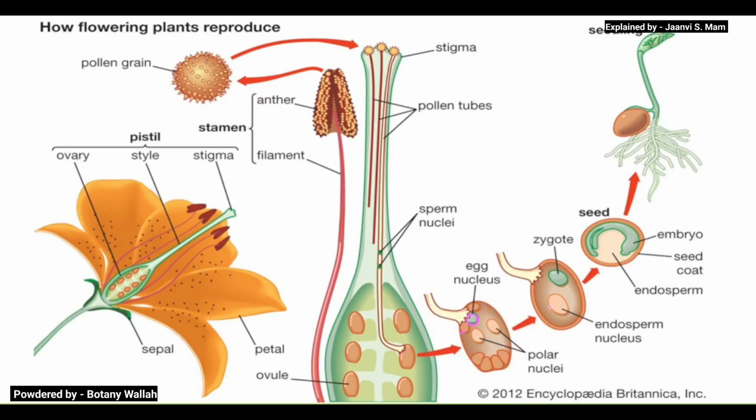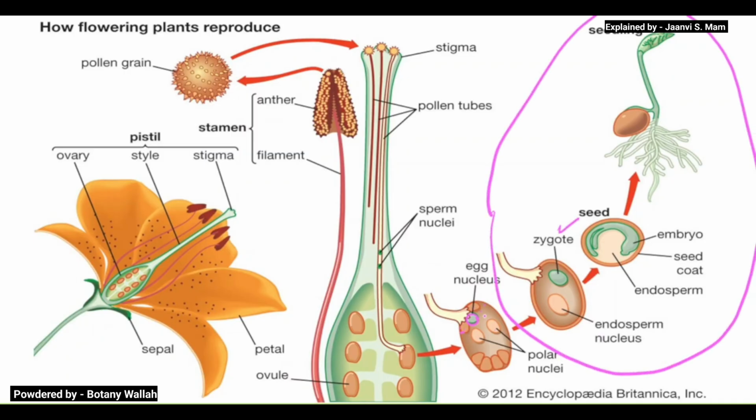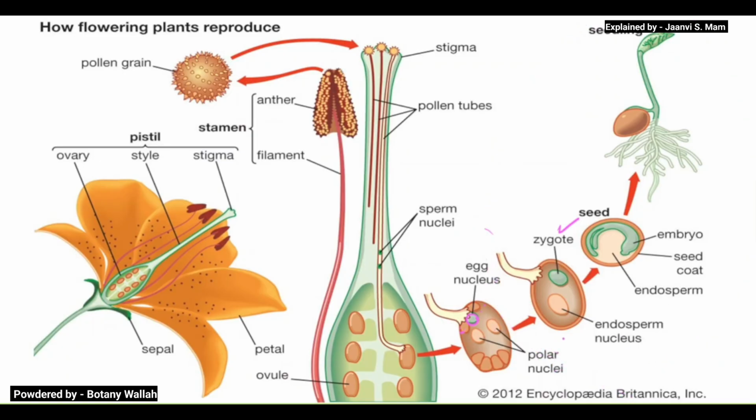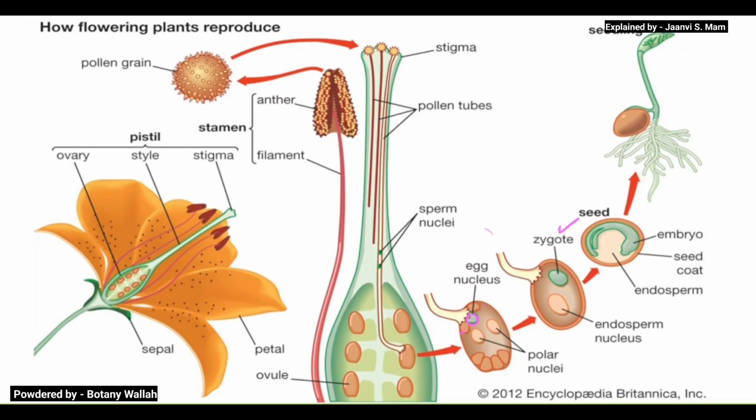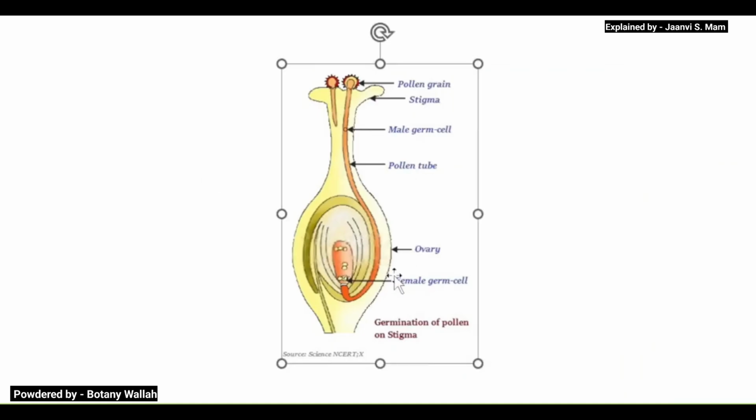Then you can see zygote formation. This we will study. From here we will study. This entire part is left, but you should be able to understand till here. Okay, you should be able to understand till here. Fine. So this was about today's class.